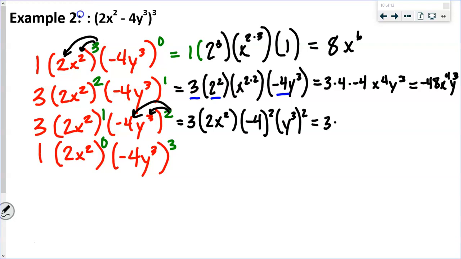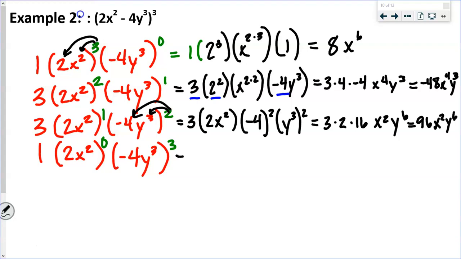So that's going to be 3 times 2 and negative 4 squared is going to be 16. Then we got our x squared over here, and we got our y to the 6th, because that's 3 times 2, right? Okay, 3 times 2 is 6. And 6 times 16 is going to be 96. So that's going to be 96 x squared y to the 6th.